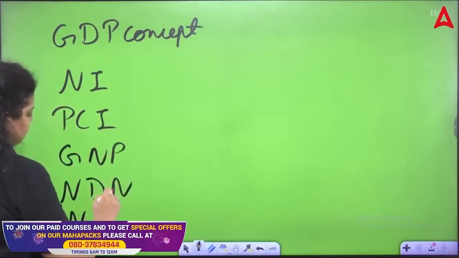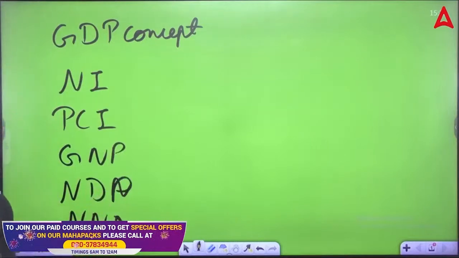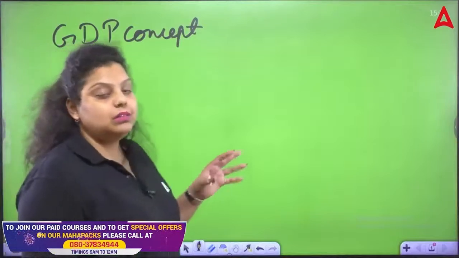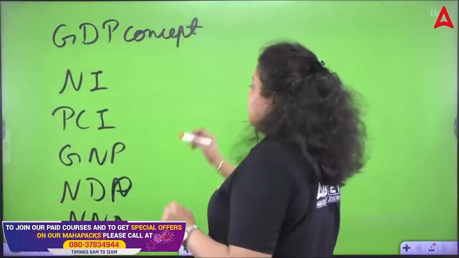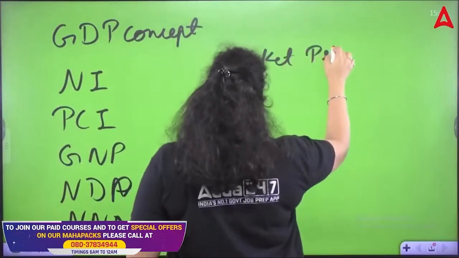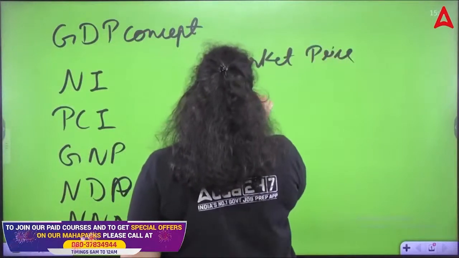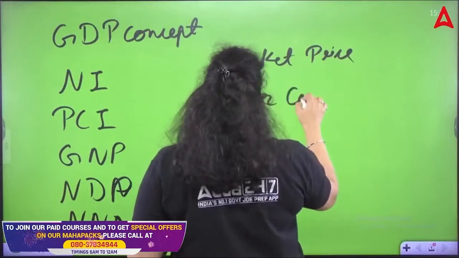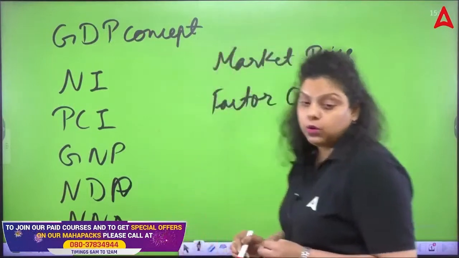These are certain aggregates of national income that we are calling. And all these values have to be calculated at the market price as well as factor cost. We have to understand these values at the market price as well as at the factor cost.